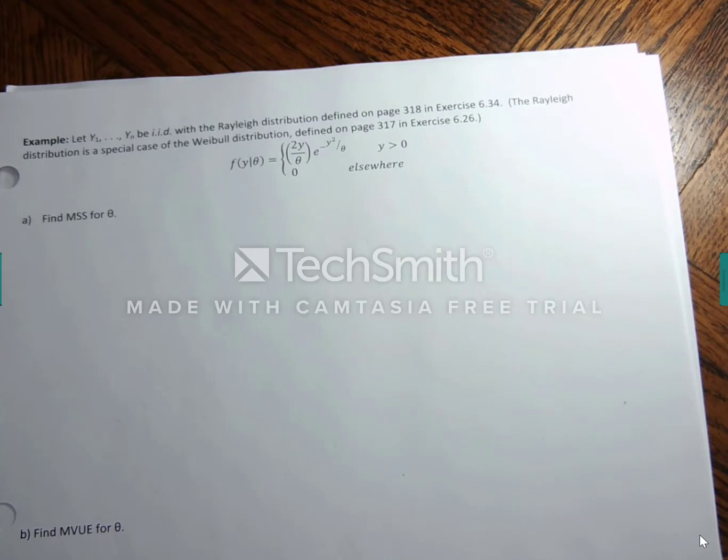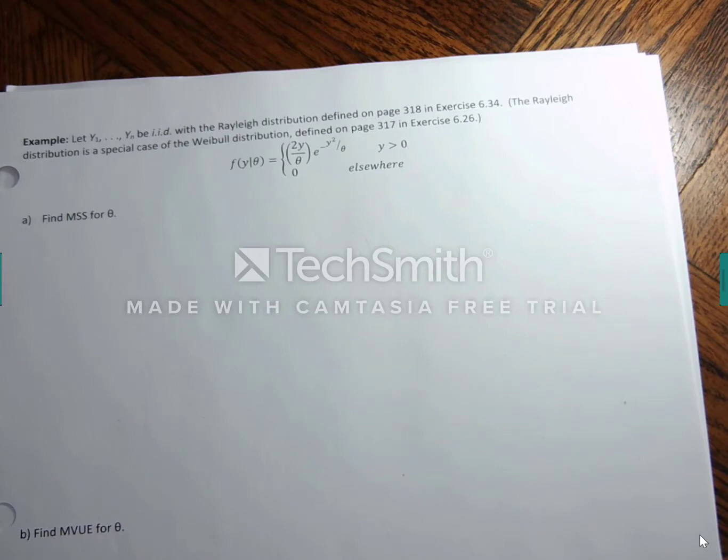All right, this one says, give me just a moment, I lost my page here. Here we go. We're going to let y1 through yn be IID with a Rayleigh distribution defined on page 318 of your text. It's a special case of a Weibull distribution, which is another distribution. You don't hear about that often, but it is used in practice a lot.